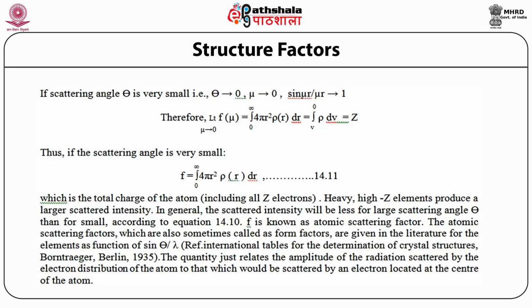The atomic scattering factors, which are also sometimes called the form factors, are given in the literature for the elements as a function of sine theta by lambda. Refer to International Tables for the Determination of Crystal Structures, Born-Treger, Berlin, 1935. The quantity f relates the amplitude of the radiation scattered by the electron distribution of the atom to that which would be scattered by an electron located at the center of the atom.